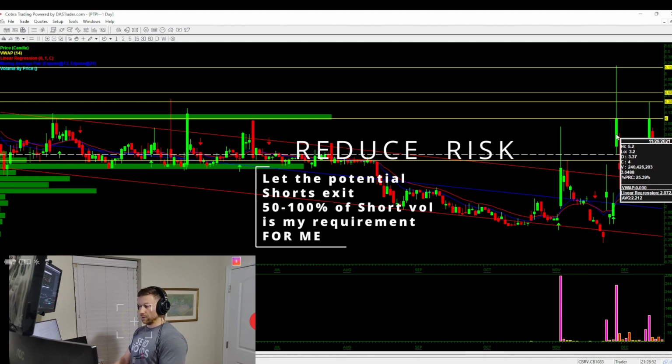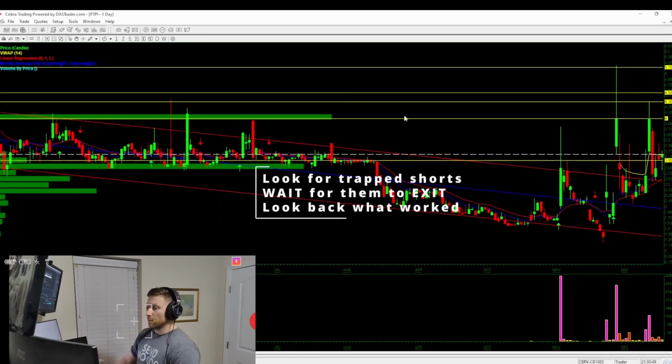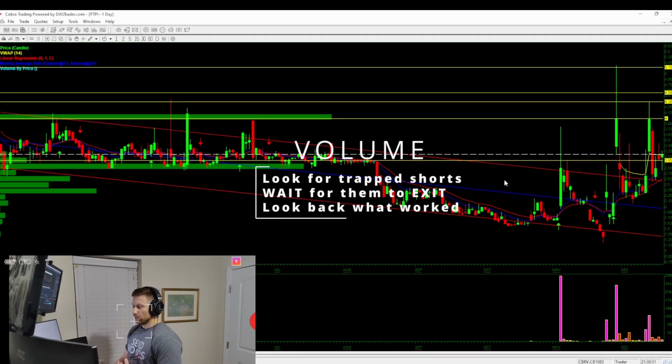So I shorted this one, I put in 240 million, and I was short over my lines of 4.38, 4.58. I think my average was like 4.50 on this one. But the idea of how I use volume is I look for trapped shorts, and make sure that they are potentially all out, so that when I'm shorting, there are no other shorts.